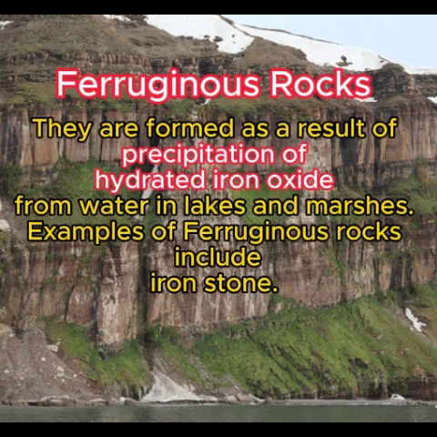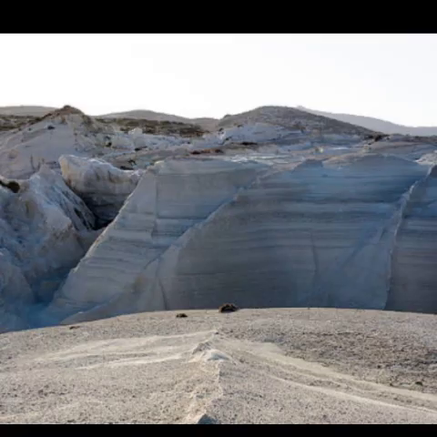Ferruginous rocks are formed as a result of precipitation of hydrated iron oxide from water in lakes and marshes. Examples of ferruginous rocks include ironstone.